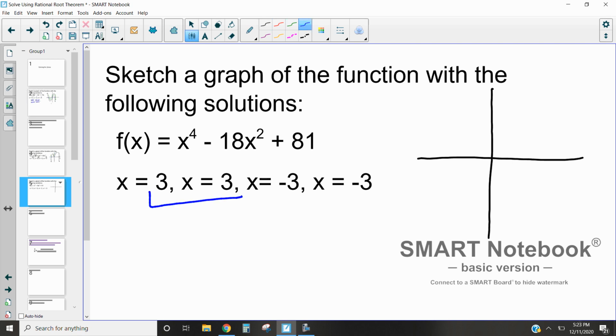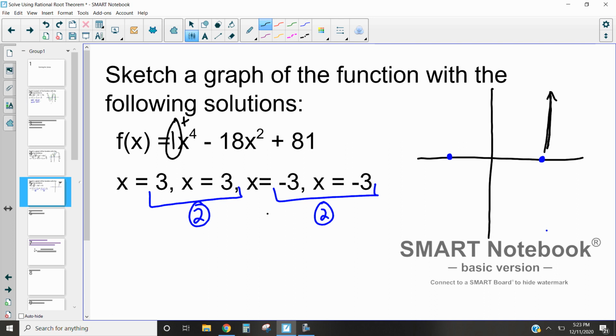Now notice we have a multiplicity of 2 for 3 and a multiplicity of 2 for -3. So I'm actually only going to draw a dot at 3 and -3, even though we have 4 numbers here. Then using this first term, we're going to decide what it's going to look like. Because that first term there is 1 and it's positive, that means my graph is actually going to go positive after it hits our last endpoint.